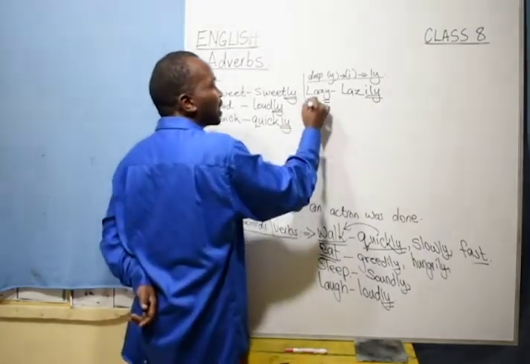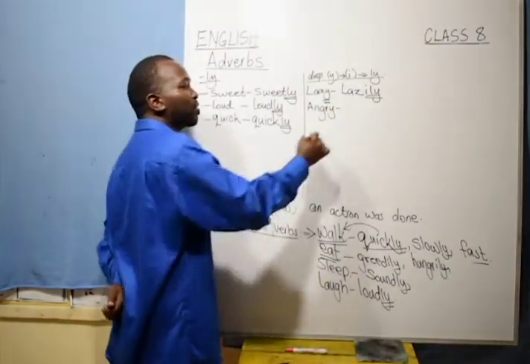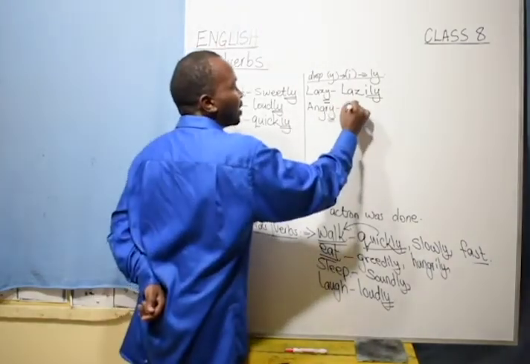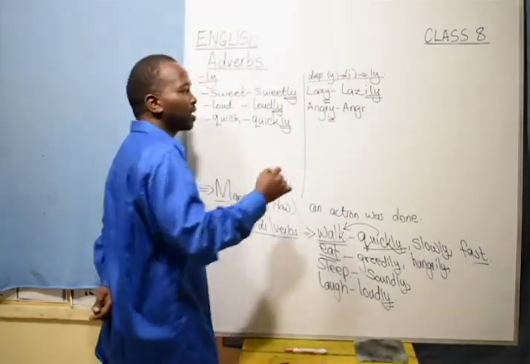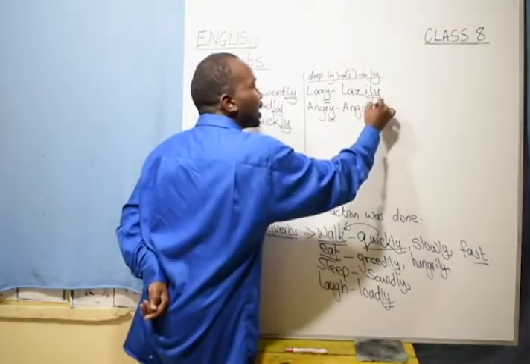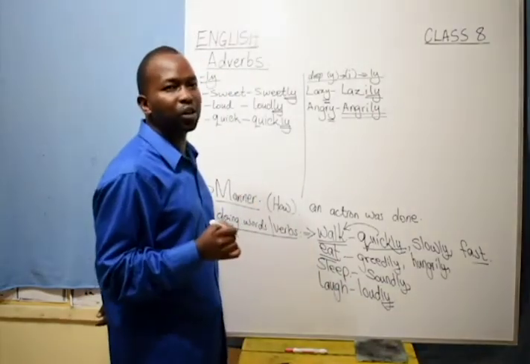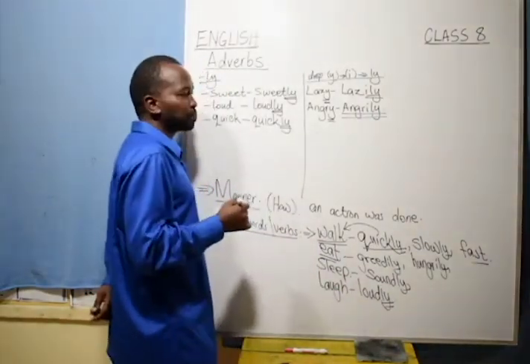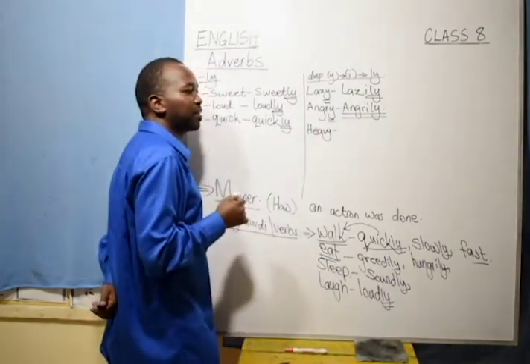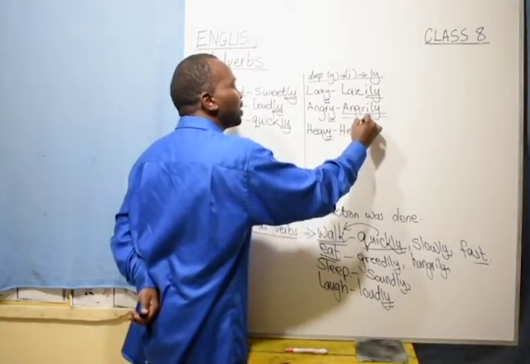What about another one? You have the word angry. Let's form an adverb using the word angry. You drop the y, replace it with an i, and then you add ly. So, mother shouted at me angrily. Last one will be the word, for example, heavy. To form an adverb, it will be heavily.